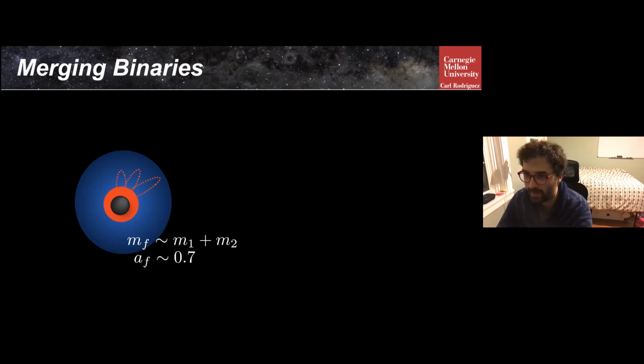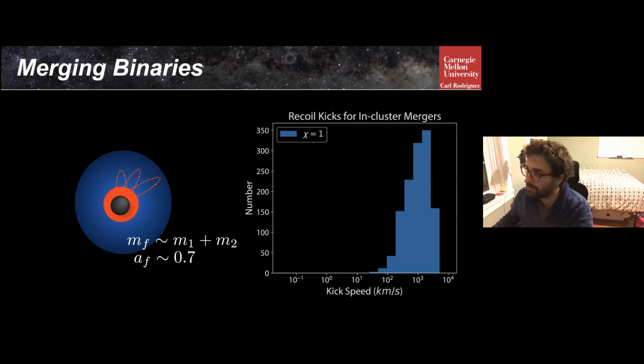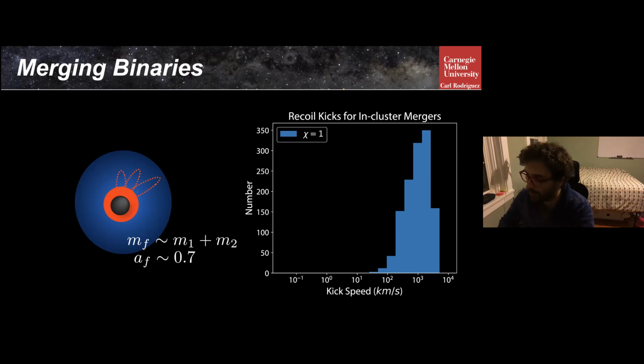then it turns out that the merger of two black holes imparts a significant recoil onto the remnant black hole. In this case, even for circular binaries, this can be up to 5,000 kilometers a second. And for typical mergers inside globular clusters or lower mass star clusters, they'll still be around 1,000 kilometers a second.